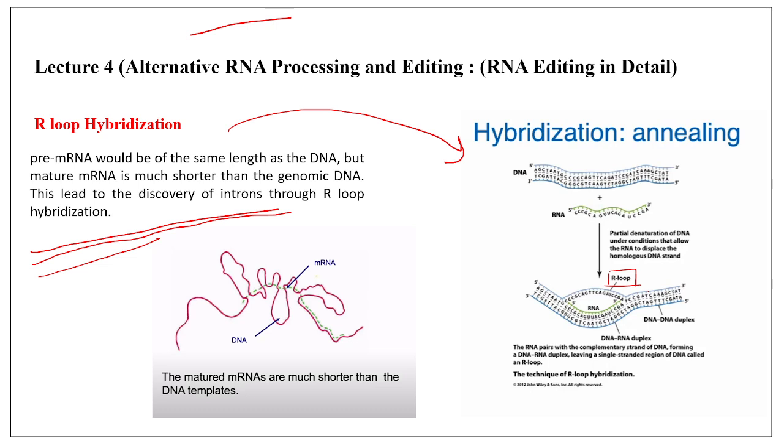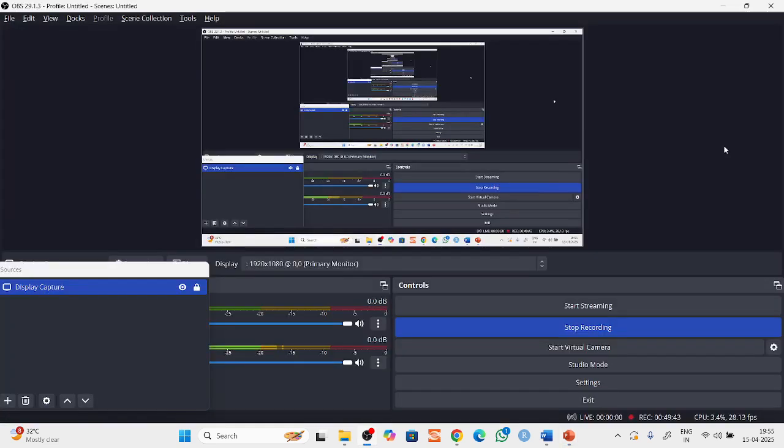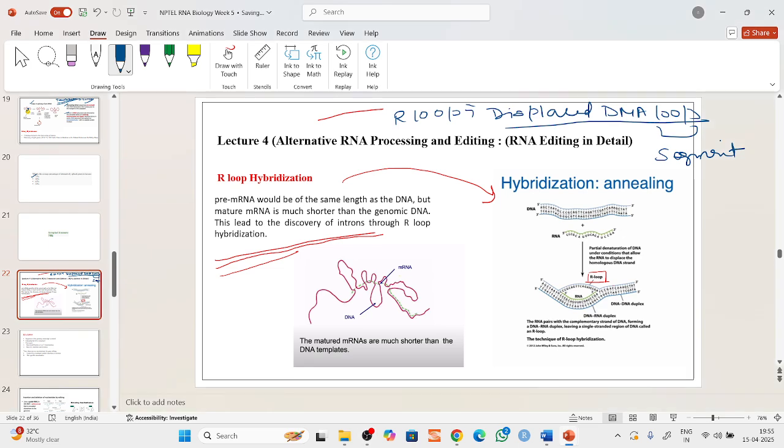So I hope this R loop hybridization is clear. What was the concept that led to this R loop hybridization? R loop is actually the displaced DNA loop, the displaced DNA segment. Is it clear to everybody? I hope this much is clear.